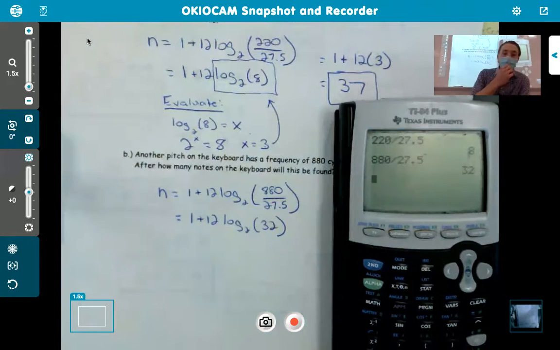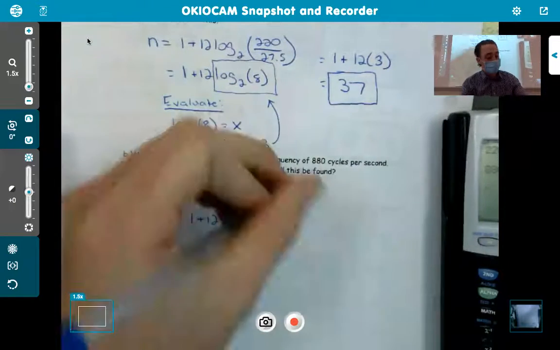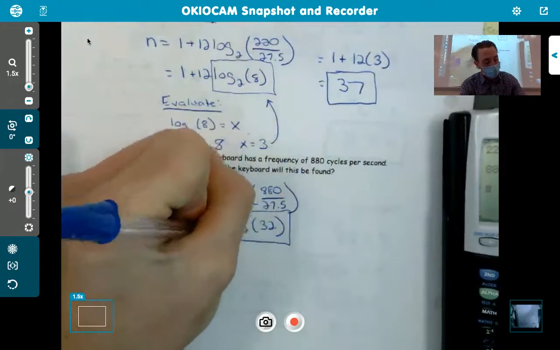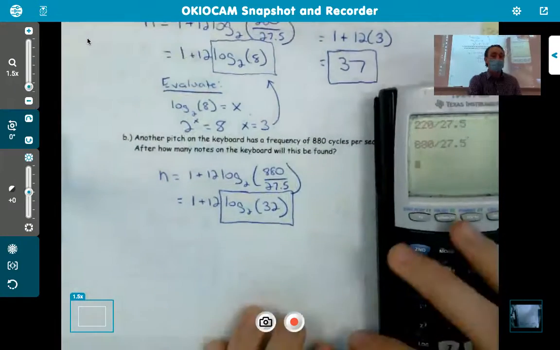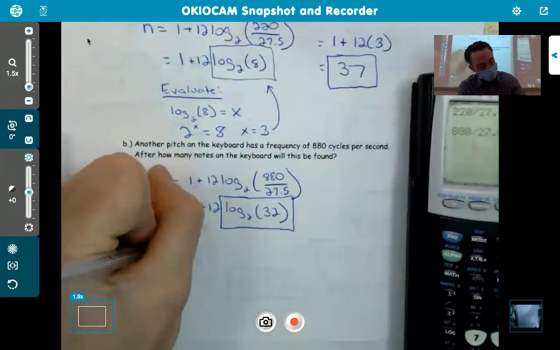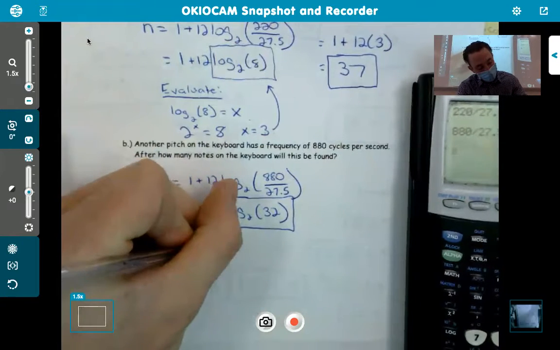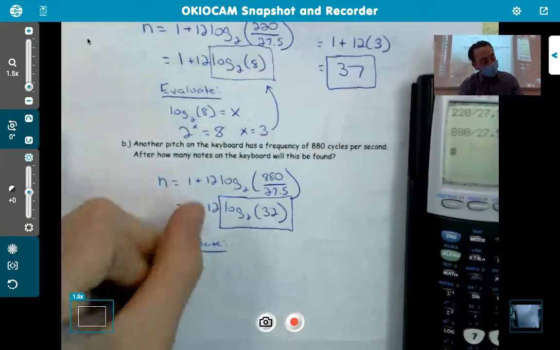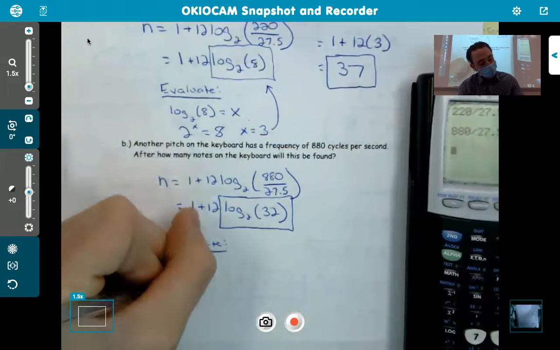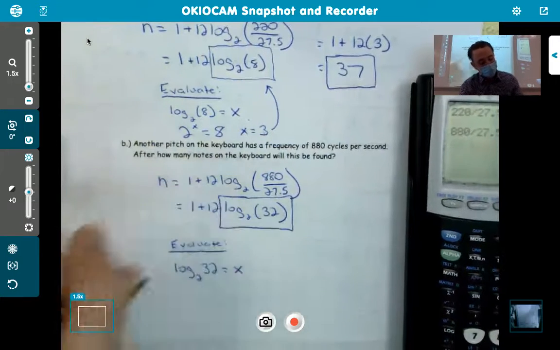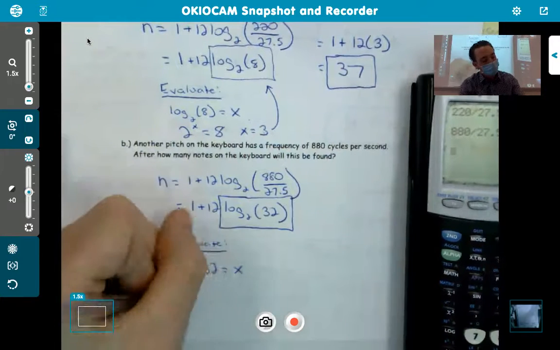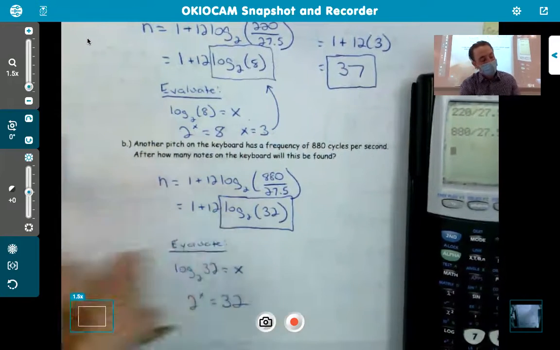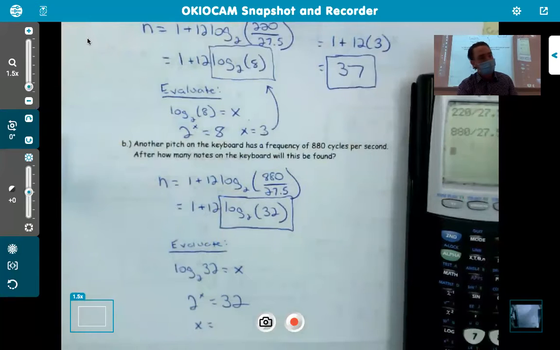All right, so now we're gonna plug in 32. So just like what we did in the last example, we're just gonna evaluate this piece right here, this log equation, and then plug that value back in. All right, so we'll evaluate this. I have log base 2 of 32 equals x. So how would I rewrite that in exponential form? 2 to the power of x equals 32. So what does x equal? 5. 2 to the 4th, 16.